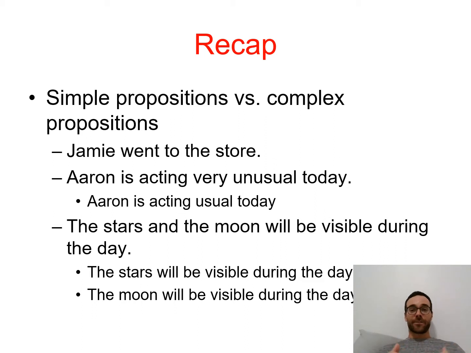So now the truth of this complex proposition is dependent on the truth and falsity of the simple propositions that make it up. So in order for this to be true, seeing as it's a conjunction, we would need to know that yes, the stars will be visible during the day, that is true, and yes, the moon will be visible during the day, that is true as well. So when both of those parts are true, the complex proposition is true. If either of those parts or both of those parts are false, then that complex proposition is false.